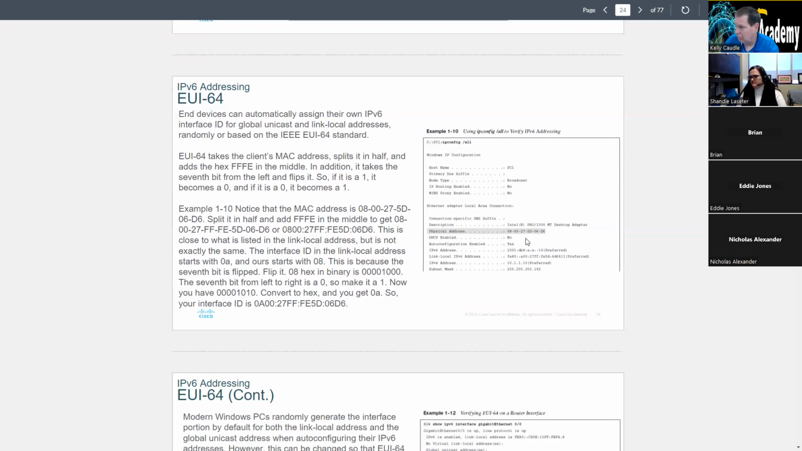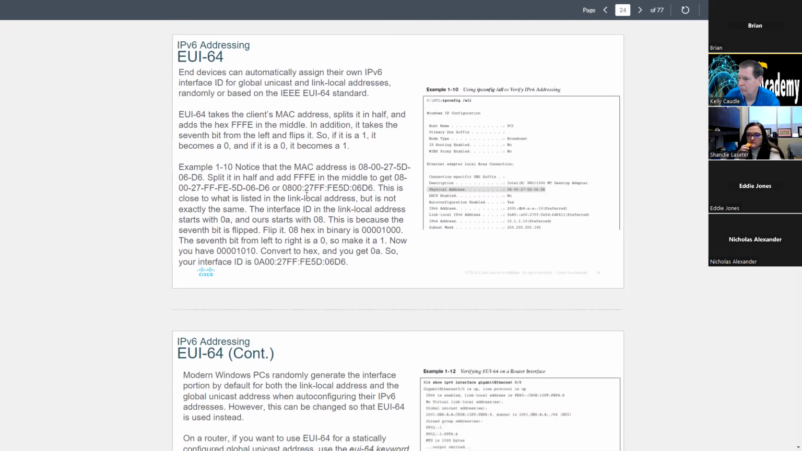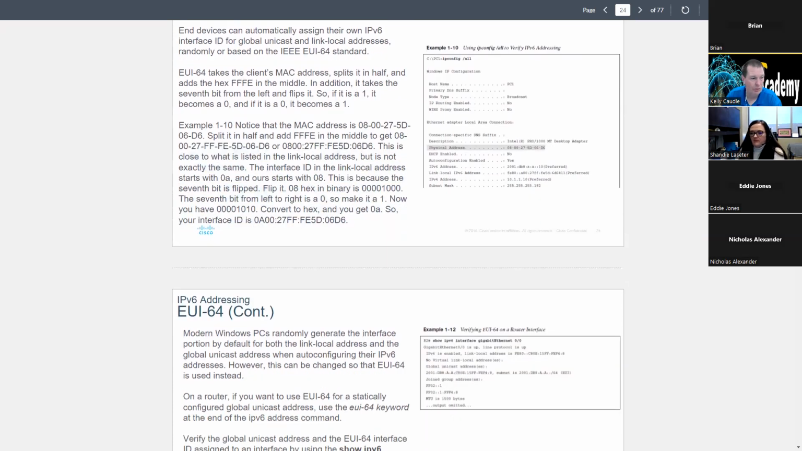Just note, if you do see FFFE in the middle of an IPv6 address, it might be that it was generated by EUI-64. Okay, Brian, what you got? Yeah, the sad thing is that Cisco still uses it. I know. Isn't that crazy? Yeah. Well, I think macOS does too. You say macOS still uses it? Yeah, I think the last time I checked, macOS still was using it. Well, I know for a fact Microsoft doesn't. Microsoft has done away with that in their operating system.